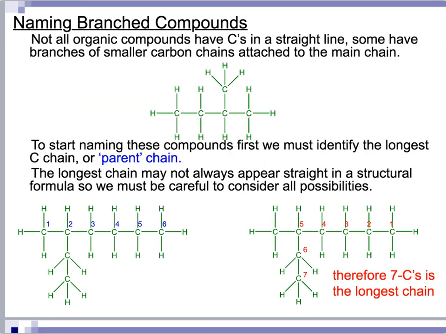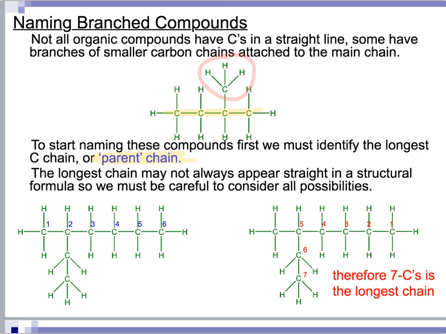Okay, so those were all straight chain compounds, and now we're going to look at branched compounds. So a branched compound is really just a main carbon chain with something branched from it. So the longest continuous chain is what we call the parent chain. And that is the longest chain that you can trace out with your finger or pencil on the paper without having to pick your finger up.